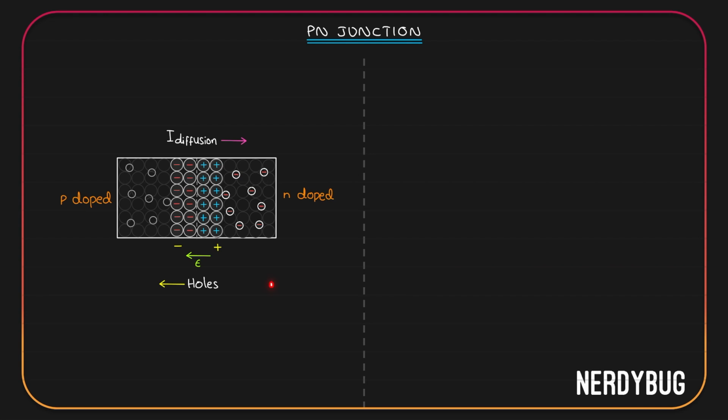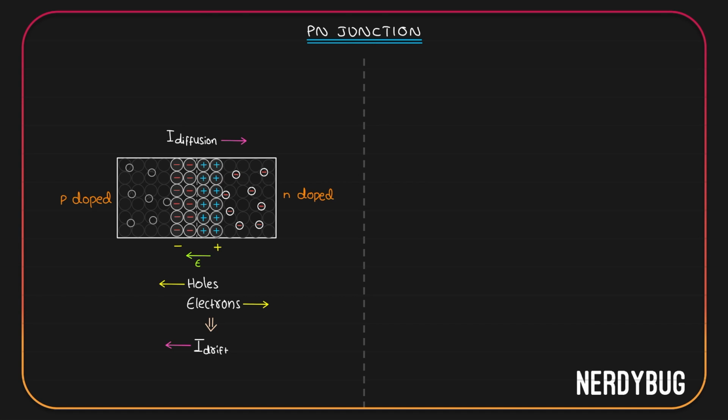Electrons are negatively charged, so the force exerted by the electric field on the electrons will be minus eE, which is in the opposite direction of the electric field. So the electric field will be pushing the electrons to the right side. Holes going to the left will create a current towards the left. Electrons going towards the right will also create a current towards the left. So these two contribute to a new current. We call it the drift current. And its direction is from the N side to the P side.